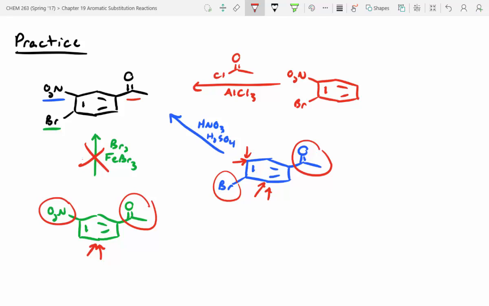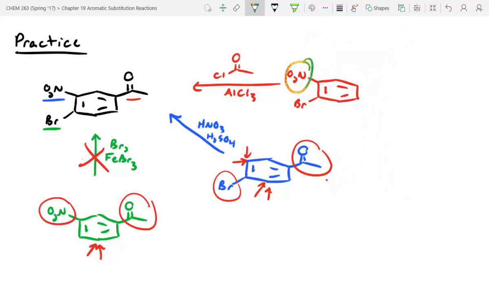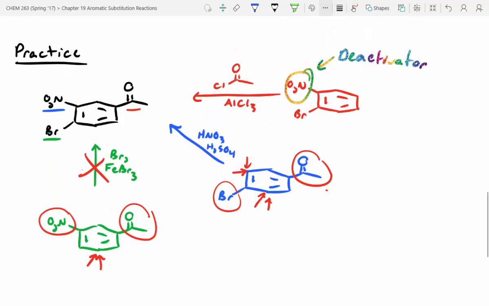Okay, so if we do this, will that work very well? No. Why not? We've got the strong deactivator, right? So if we look at this, I'll use the rainbow pen. This is a strong deactivator. All right, so we know that this red pathway is kind of a dead end too, and then let's go along the blue pathway.